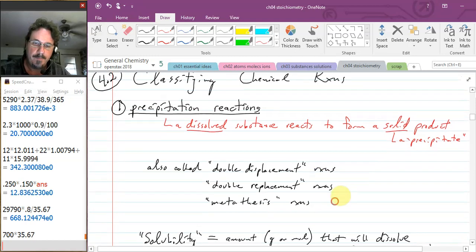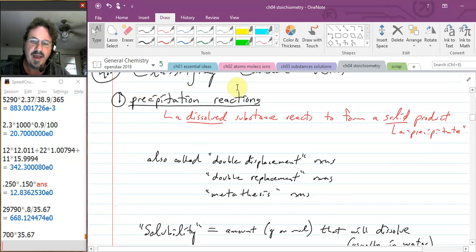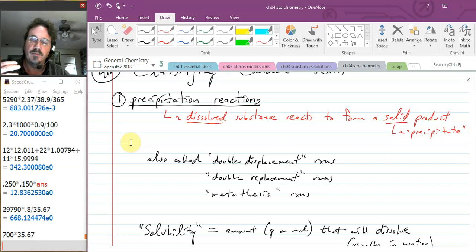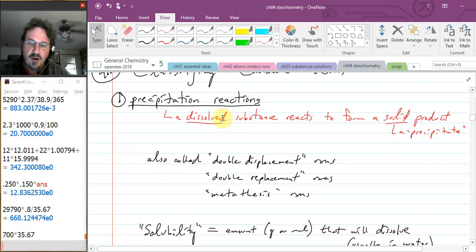So number one, precipitation reactions. Precipitation, as we talked about before, is the formation of a solid. It wasn't there before. When you mix these two solutions together, a solid forms, it starts falling out of the solution, if you will, and collects at the bottom of the beaker. That's a precipitate. Precipitate is the solid itself. And so precipitation reactions, again, a dissolved substance reacts to form a solid product or precipitate.